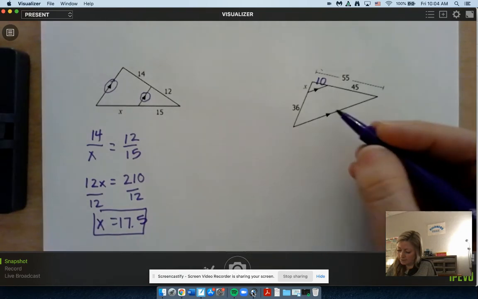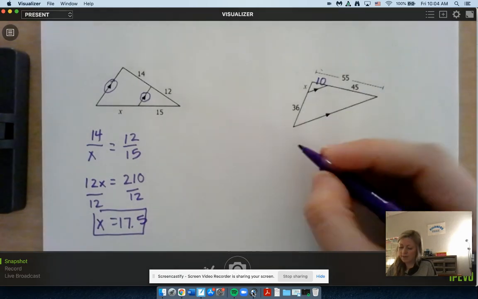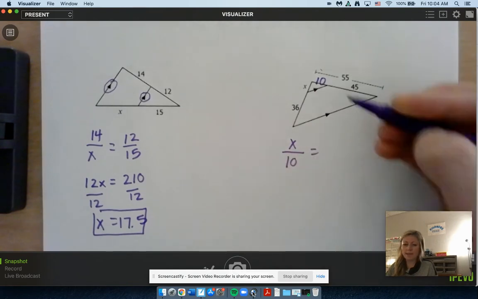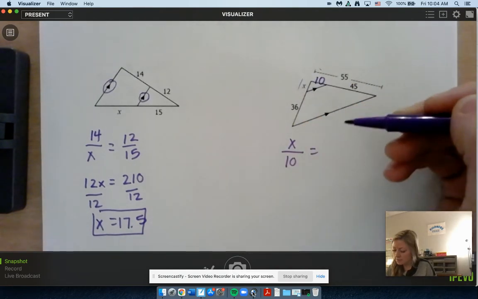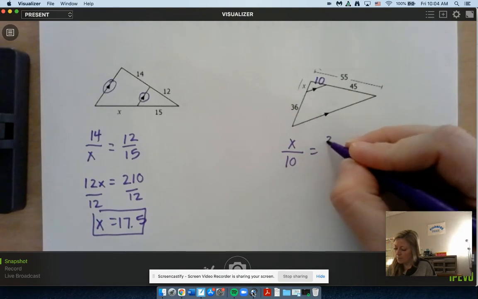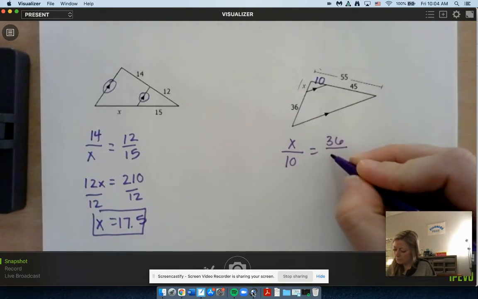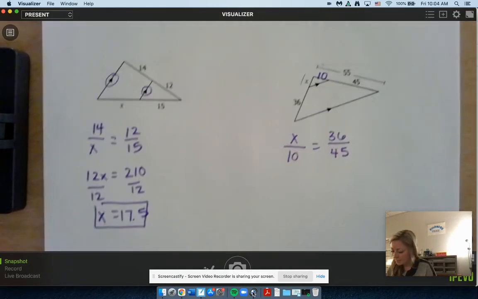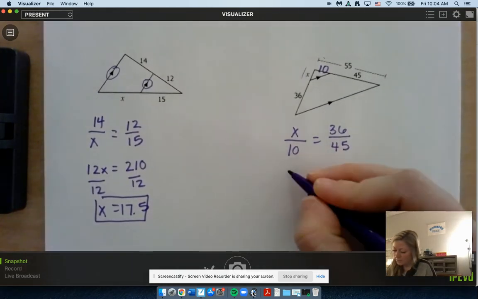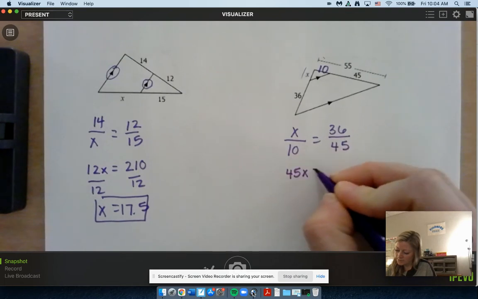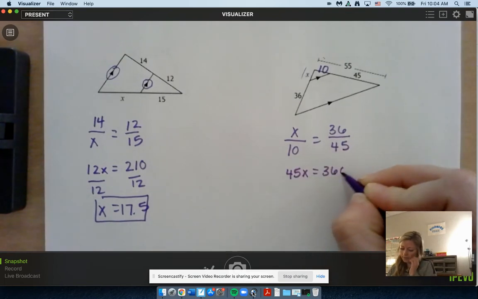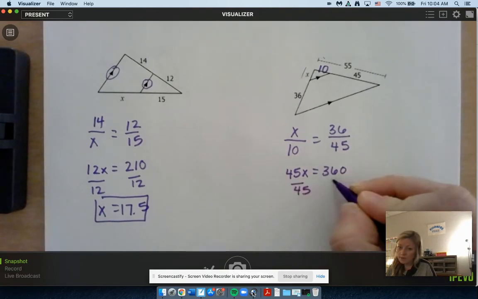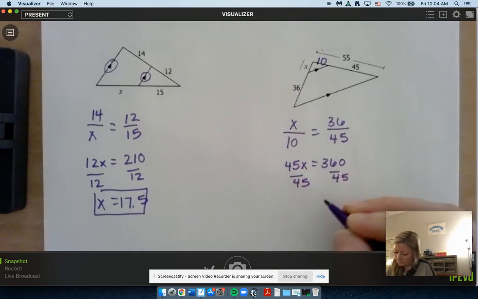So I'm going to have x. What does x match on my other side? Well, it matches 10. Come back to the side that x is on, which is 36. And that matches 45. And now again, we just cross multiply. So 45x equals 360. Divide out. X will be 8.